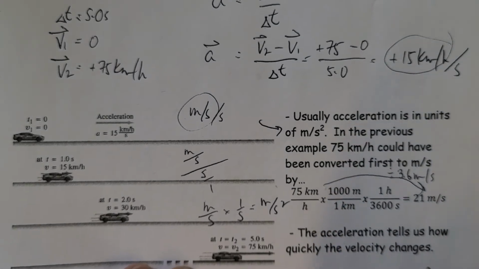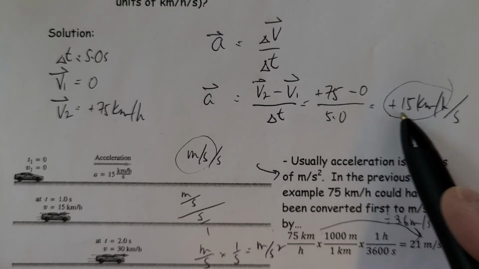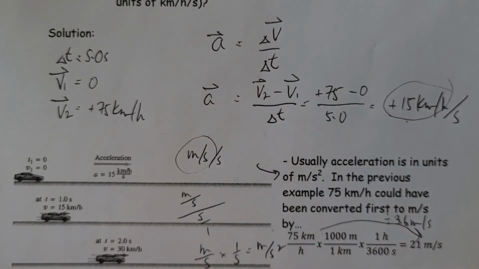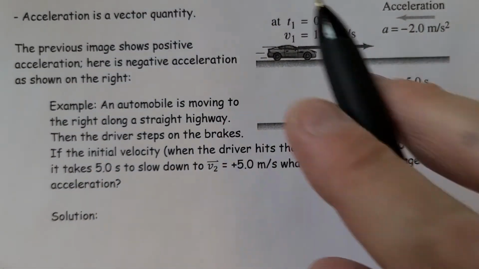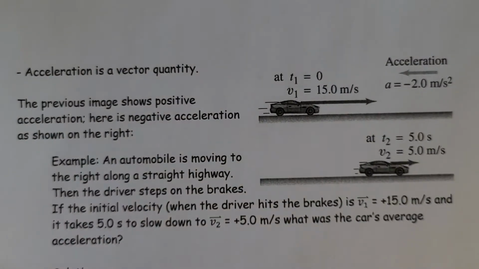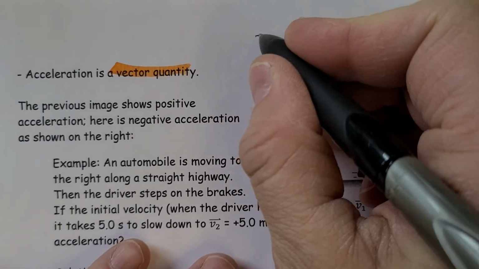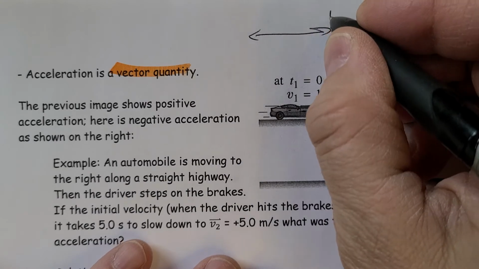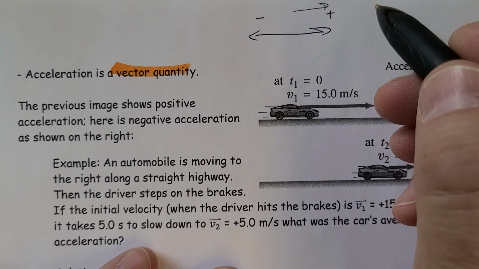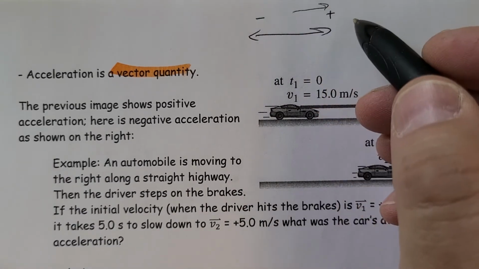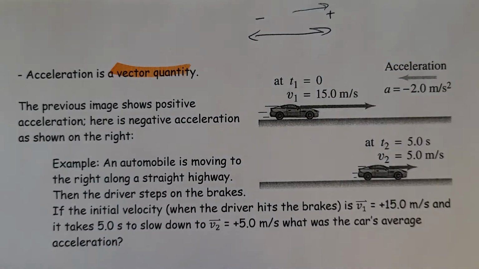So the acceleration tells us how quickly that velocity is changing. So in this case, it's increasing in the positive direction by 15 kilometers per hour every second. And of course, acceleration is a vector quantity, so it has a size and a direction. And usually if we're talking about two-dimensional motion, we're talking about moving in the positive direction or moving in the negative direction. So I could be speeding up in the positive direction or slowing down in the positive direction, or speeding up in the negative direction or slowing down in the negative direction.